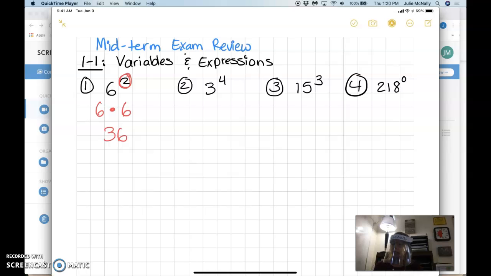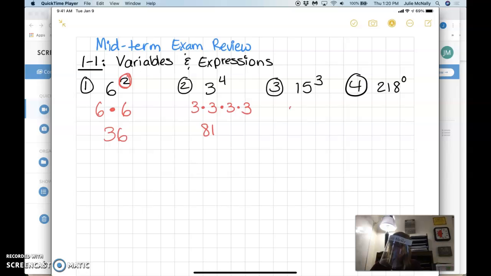What does number 2 mean? 3 times 3. You're multiplying 3 4 times. The answer is 81, because 3 times 3 is 9. So multiply 3 by itself 4 times, and the answer to that would be 81.